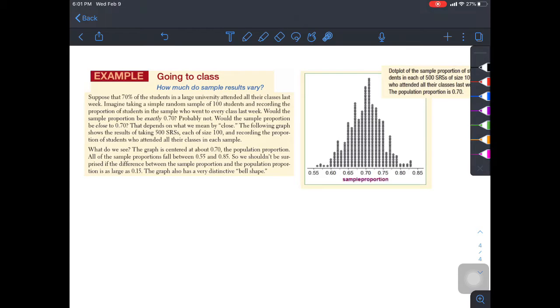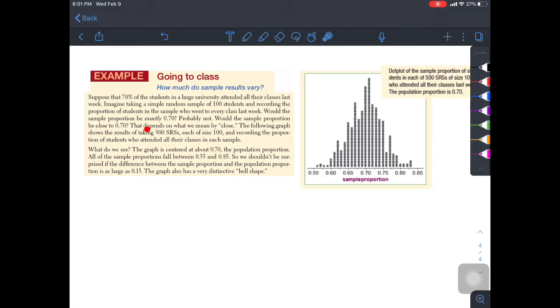So if I took a sample, will that be exactly 70% of kids went to all their classes? The answer is no, probably not, because we're taking a sample. So the sample could be kids who missed a class or didn't miss a class, or there could be more. The number of kids who attended all their classes might be 50%, might be 40%, depending on the sample.